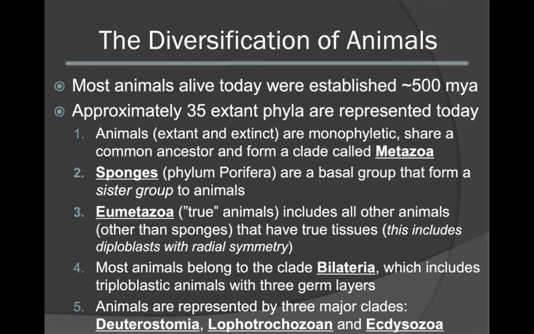Along those lines of the planes of symmetry, most of the modern-day animals belong to the clade Bilateria, meaning that they have bilateral planes of symmetry. This includes many of the triploblastic animals that contain all three germ layers. Today, animals can be represented by three major clades: Deuterostomia, Lophotrochozoa, and Ecdysozoa.